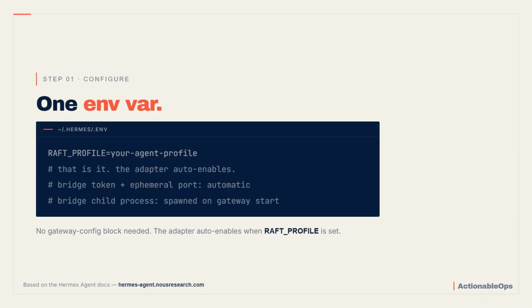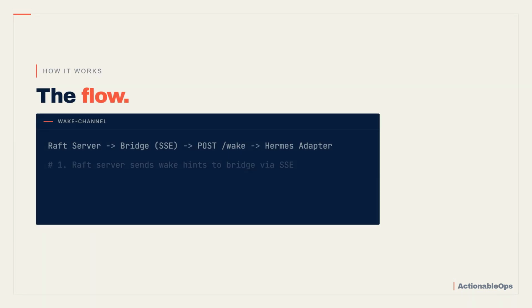Setup is one environment variable. Add RAFT_PROFILE to your .env file with your agent profile slug. That is it. The adapter auto-enables when that variable is set. It generates a per-session bridge token, picks an ephemeral port, and spawns the bridge child process automatically when the gateway starts. Here is how the flow works.